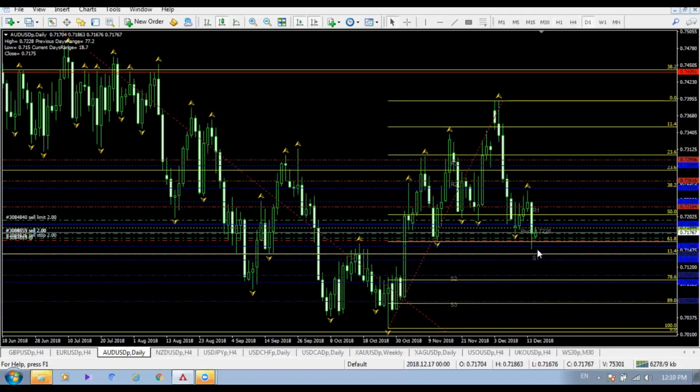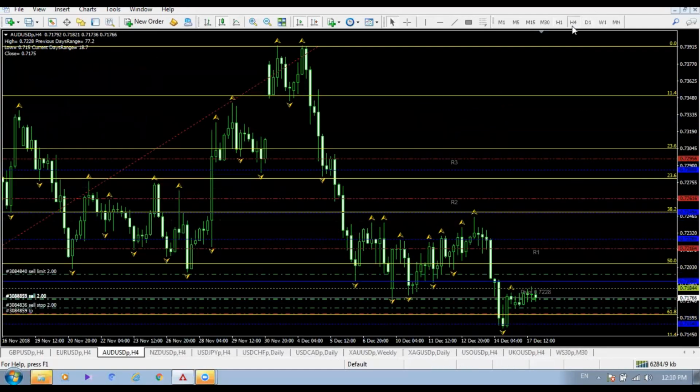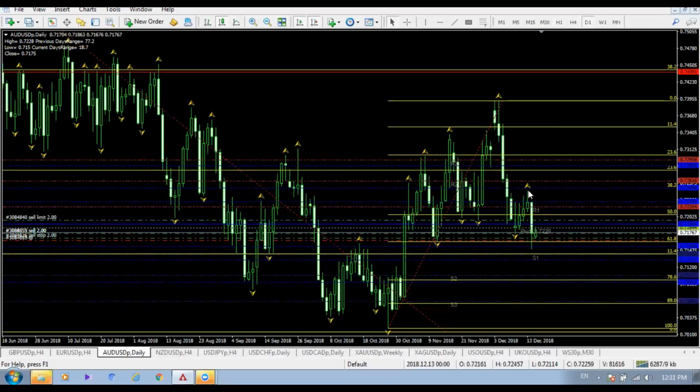But legally, I should have exited now and opened a selling one again when the price passes this level. The last candle was a demand candle, right? Yes, it was, because it went down and then came back up again.